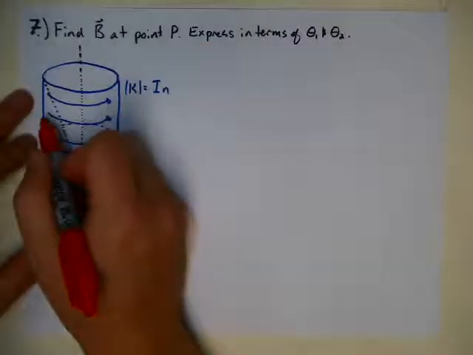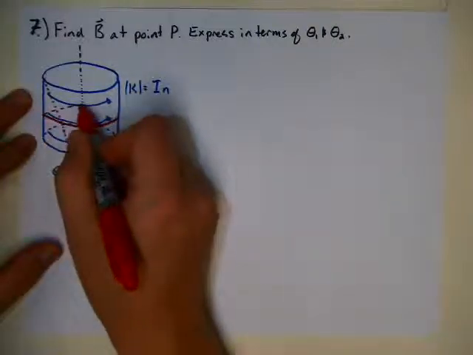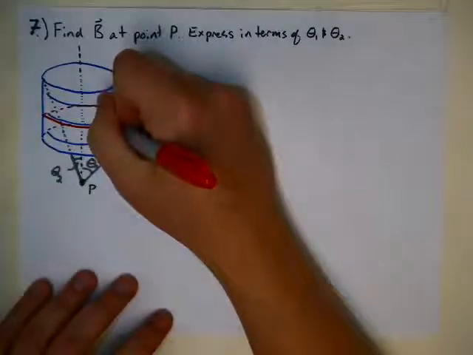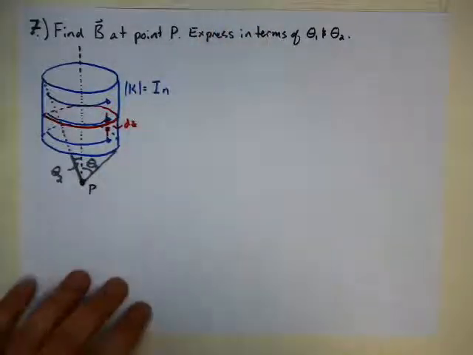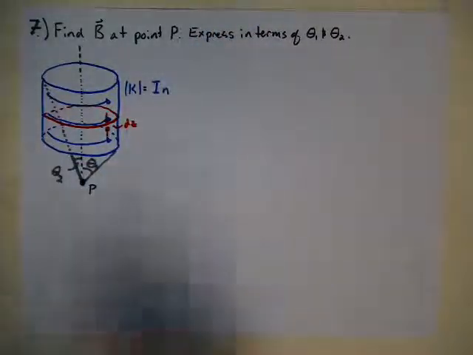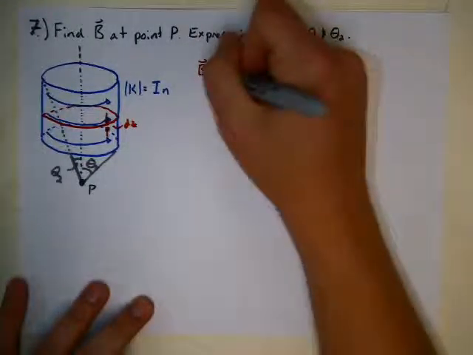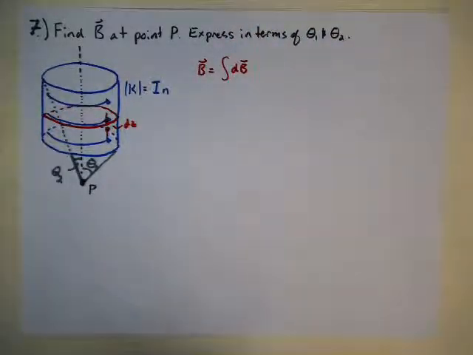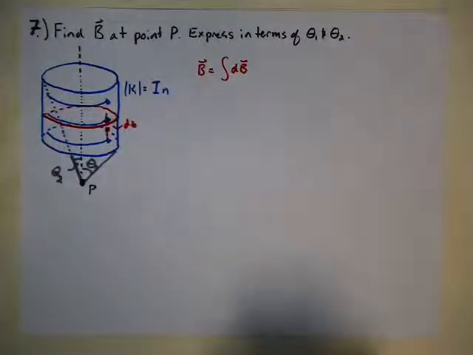So all I have to do is treat my solenoid as a bunch of current loops, and I'm going to say that the width of these current loops is of course dz. So the expression that I'm going to write down in this case is that the total magnetic field is going to be the integral of little microscopic magnetic fields for each infinitesimal width current loop that I'm looking at.